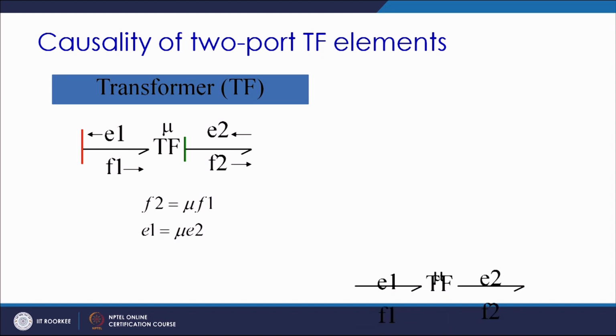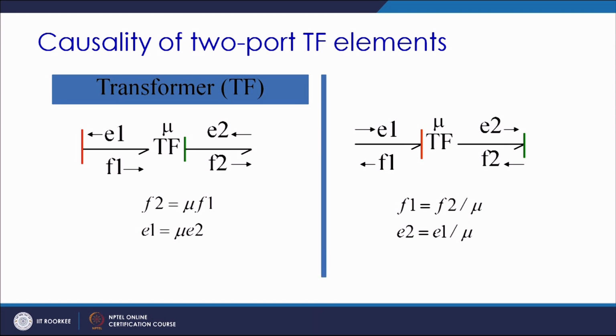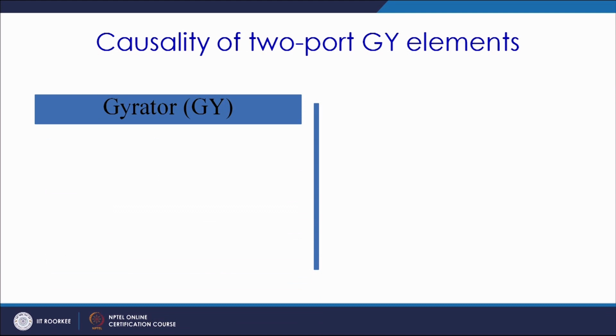The transformer element can have the other type of causal structure as well, that is they bring in effort and then they give out the effort, and in this case this is the relationship which will be applicable. Next let us see the causality of the two port GY element. Now, the GY element, as I said, is a gyrator element, it manipulates effort and flow both.